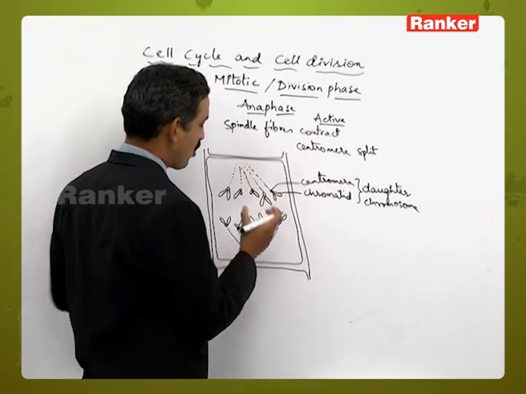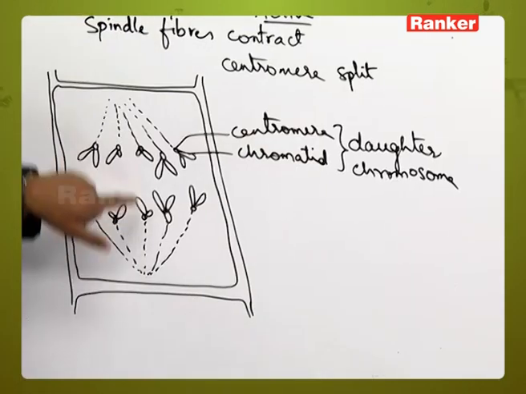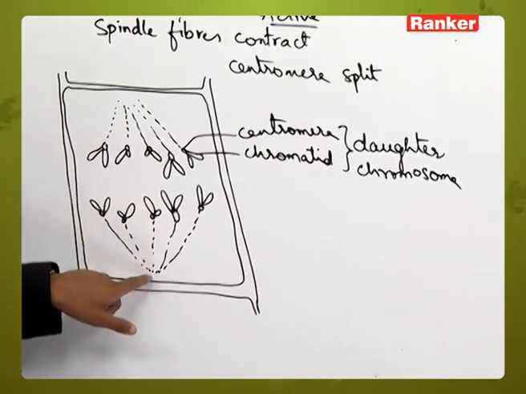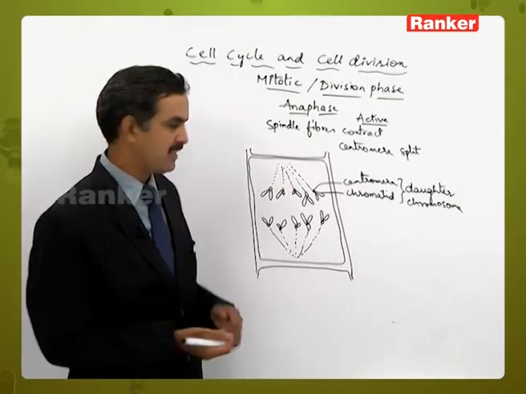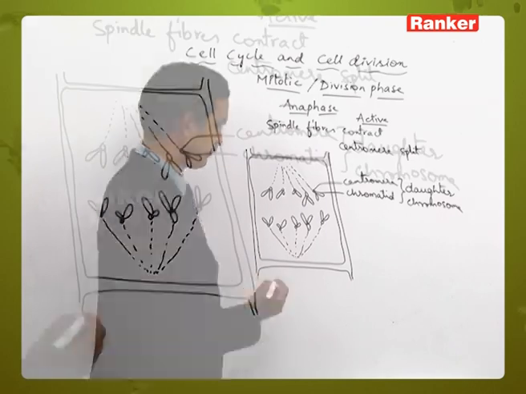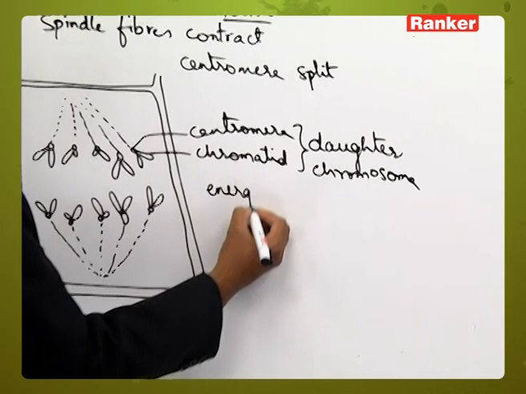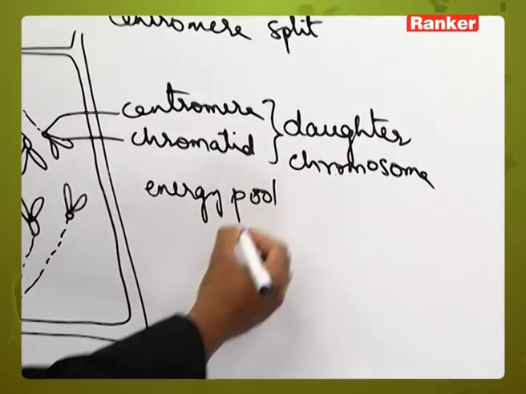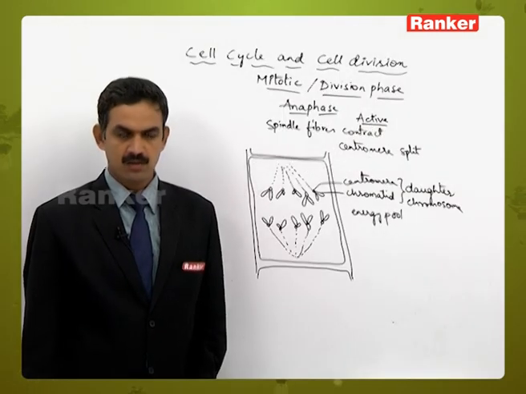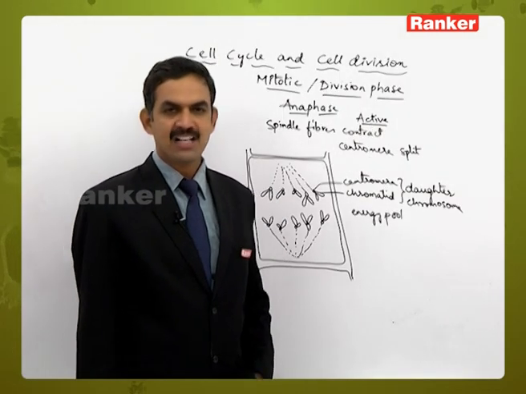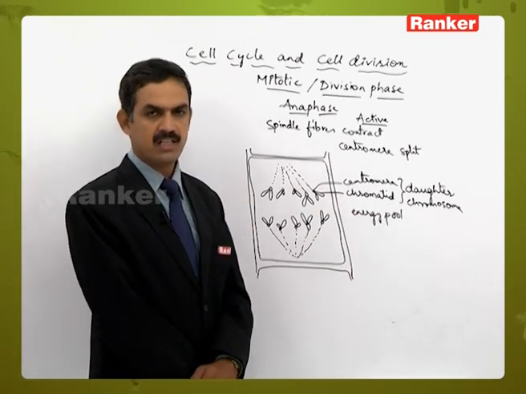Here the spindles are contracting, that is, these spindle fibers will contract and pull the chromosomes toward this side. Because of that pressure, the centromere will split, and each daughter chromosome will be separated to the opposite side. For this process they require an energy pool. All that energy required for the movement of the chromosomes is formed during the interphase. So it is an active process. That's why I say that it is one of the active phases of the entire process of mitotic division.